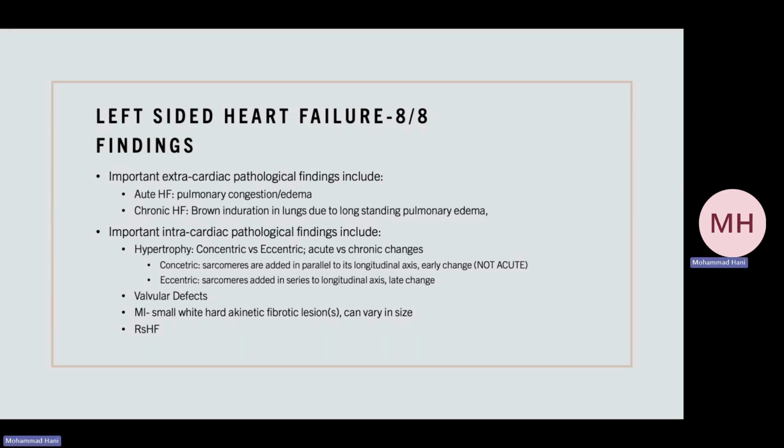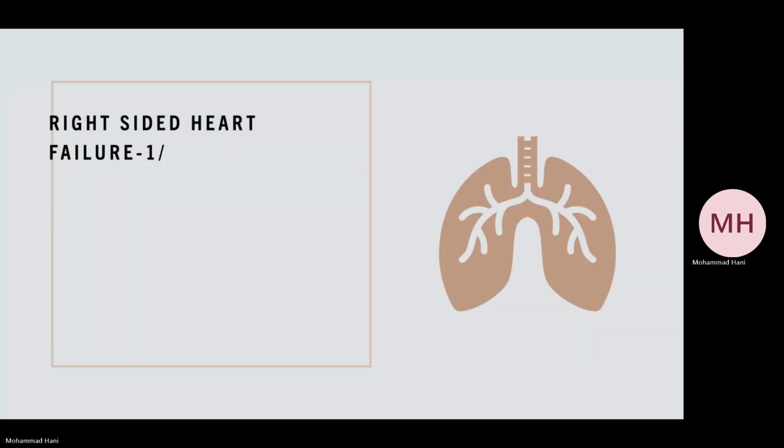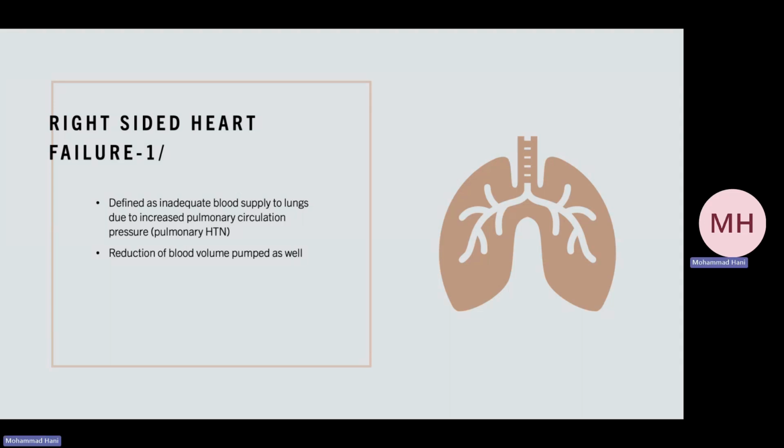And another thing you can see is right side heart failure if left side heart failure gets carried out to the right side. Then moving on to right side heart failure. So defined as inadequate blood supply to the lungs due to increased pulmonary circulation pressure or pulmonary hypertension. It is reduction of blood volume pumped as well.